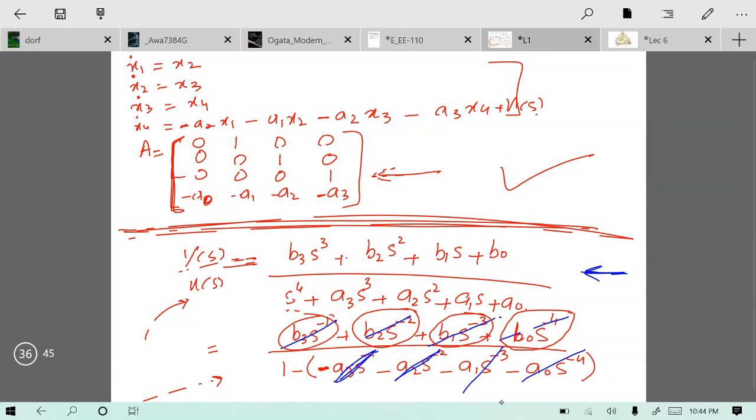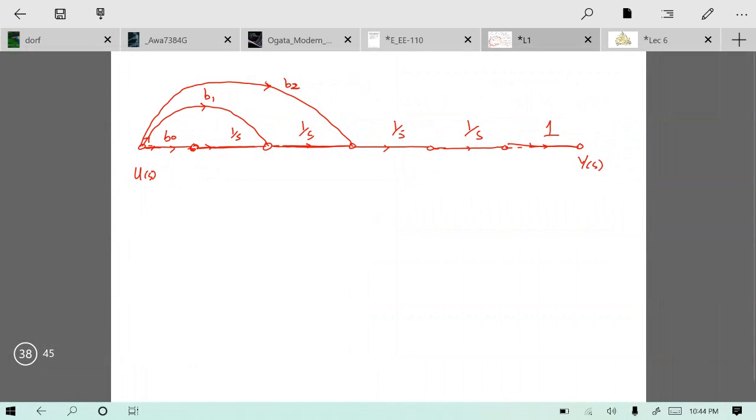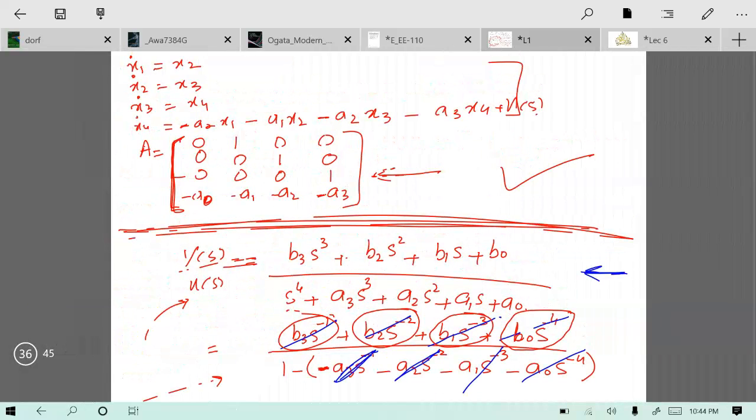The last term is b3 s inverse. To address this path, take another pickoff point from here as a fourth path and drop it over here and call it b3. This path has b3 s minus 1. So all our paths are addressed. Let's move towards the denominator, which gives you the loops.